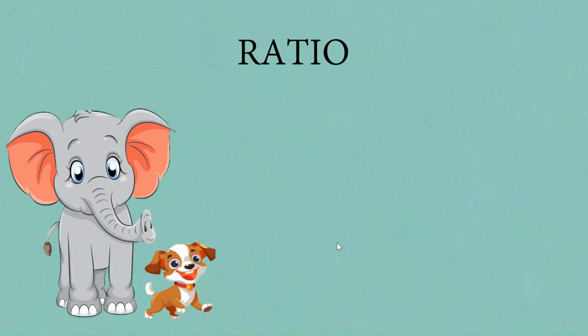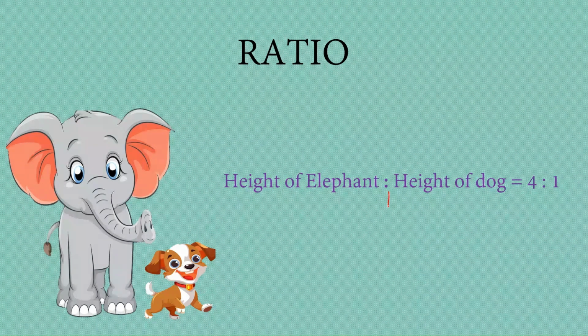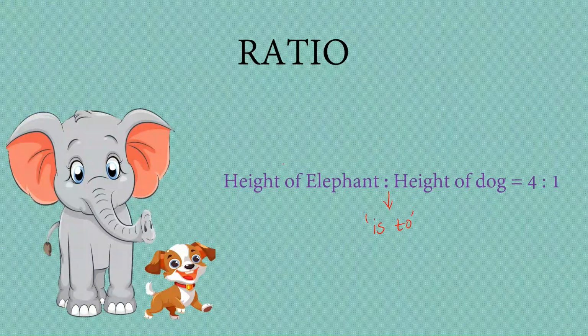While writing a ratio, we will write like height of elephant is to height of dog is equal to 4:1. This particular colon that we are seeing here, we have to read this as "is to". When we read this as a statement, we'll say height of elephant is 4 times the height of dog. So the ratio tells how many times a particular quantity is to the other quantity.